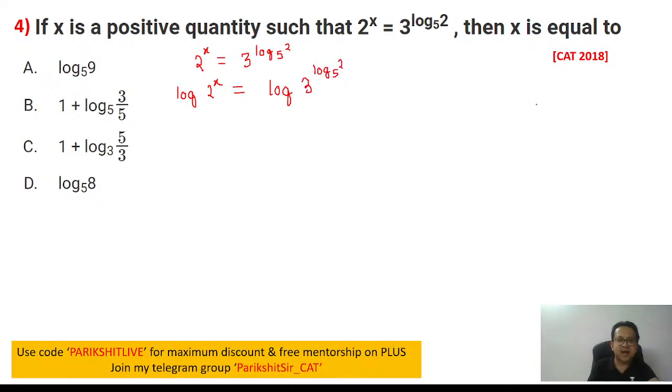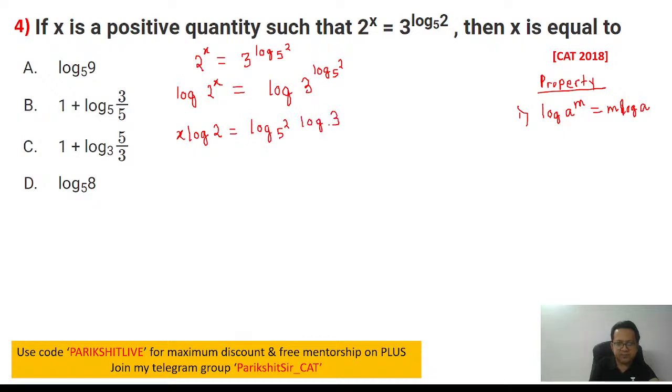Now let's start applying the properties. The first property that I'm going to use, which I have been using every now and then in the previous questions also, is log a power m. The moment you have log, the power can be extracted because this can be written as m log a. Same logic I'm going to use. Log 2 to the power x can be written as x log 2, which is equal to, the power comes out again, log 2 base 5 into log 3.